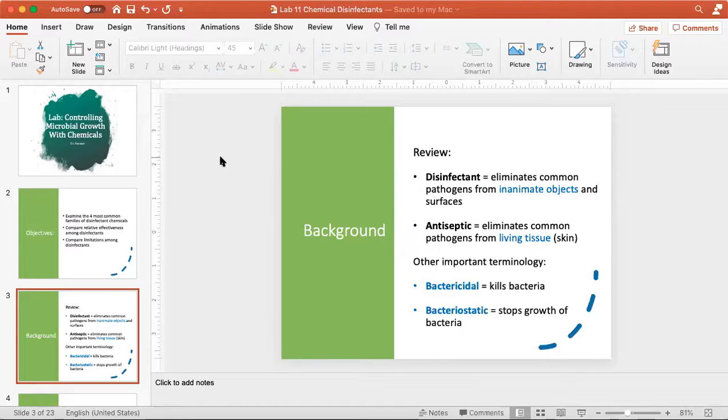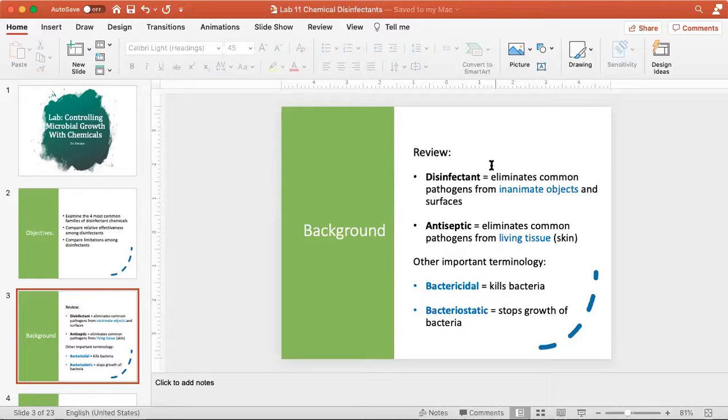So we have some vocabulary to review today. Remember, there's a difference between, say, a sanitizer or a cleaner and a disinfectant. And there's another type of chemical called an antiseptic, which is very similar to a disinfectant, but is used very differently. The key word for us today is disinfectant.